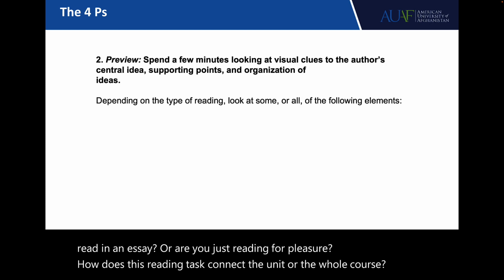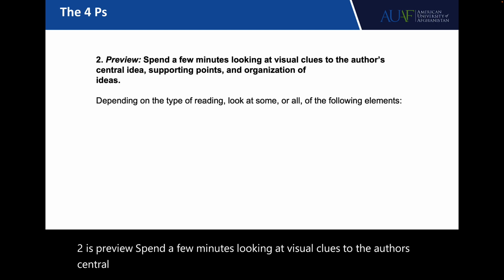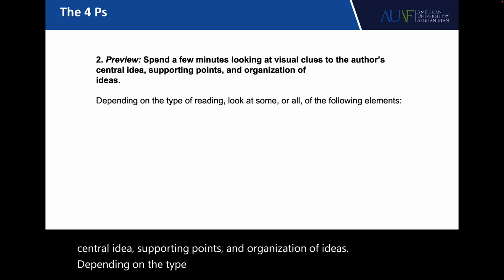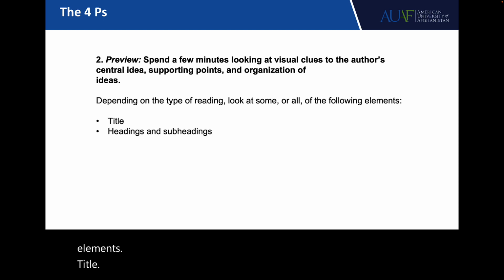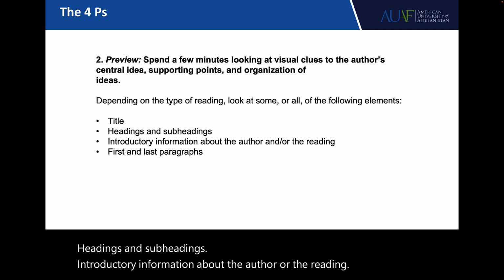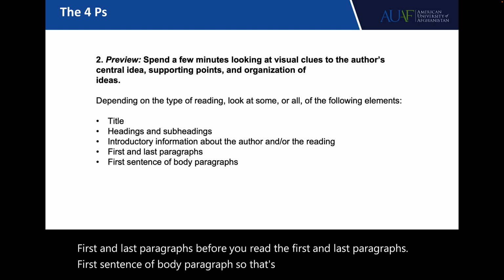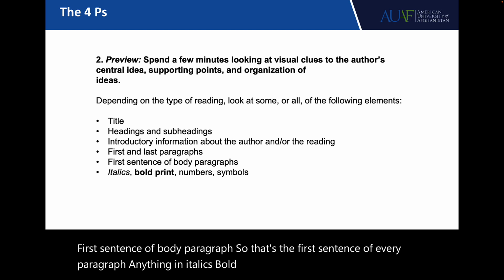Number 2 is preview. Spend a few minutes looking at visual clues to the author's central idea, supporting points, and organization of ideas. Depending on the type of reading, look at some or all of the following elements: title, headings and subheadings, introductory information about the author and/or the reading, first and last paragraphs. Before you read the first and last paragraphs, look at the first sentence of body paragraphs, so that's the first sentence of every paragraph. Anything in italics, bold print, numbers and symbols.